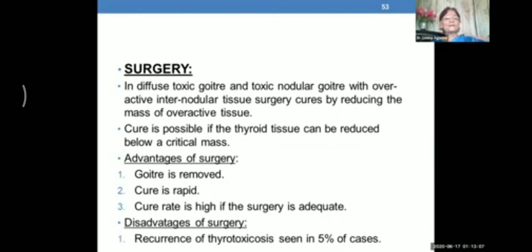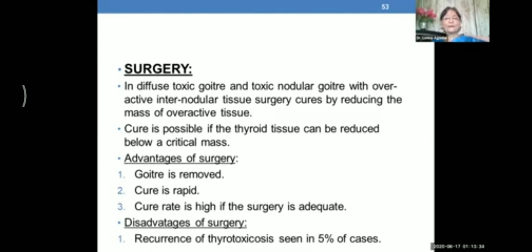Second is surgical treatment. In diffuse toxic goiter and toxic nodular goiter with overactive internodular tissue, surgery cures by reducing the mass of the overactive tissue. Definitely, it will help in appearance of the patient also, cosmetic benefit. Cure is possible if the thyroid tissue can be reduced below a critical mass.